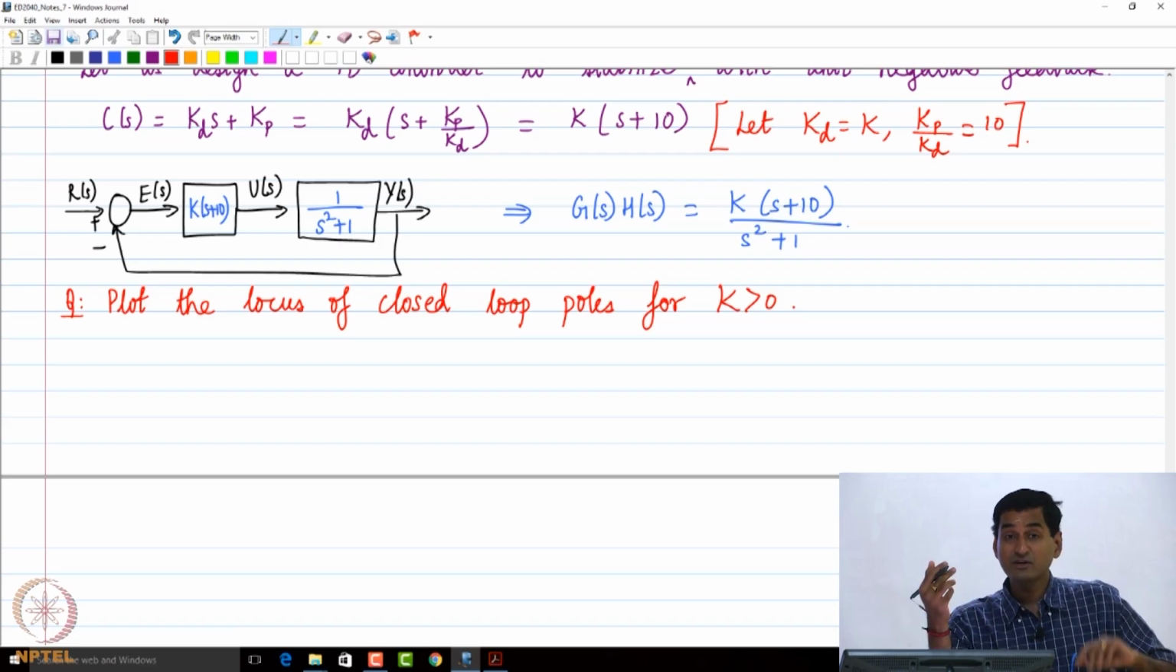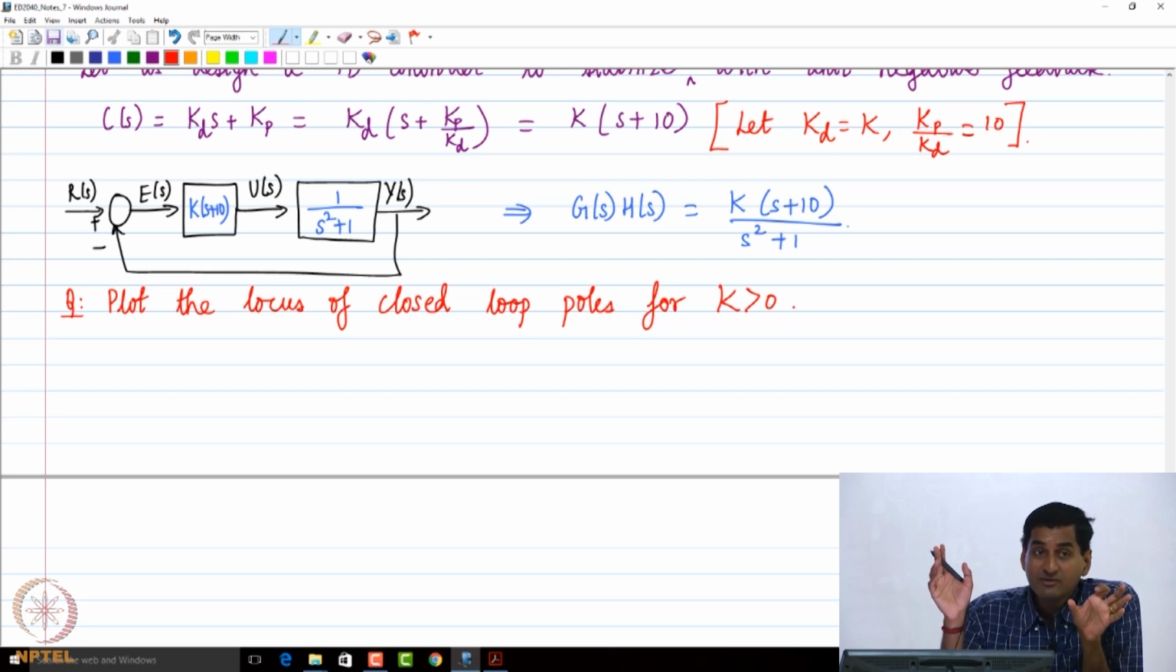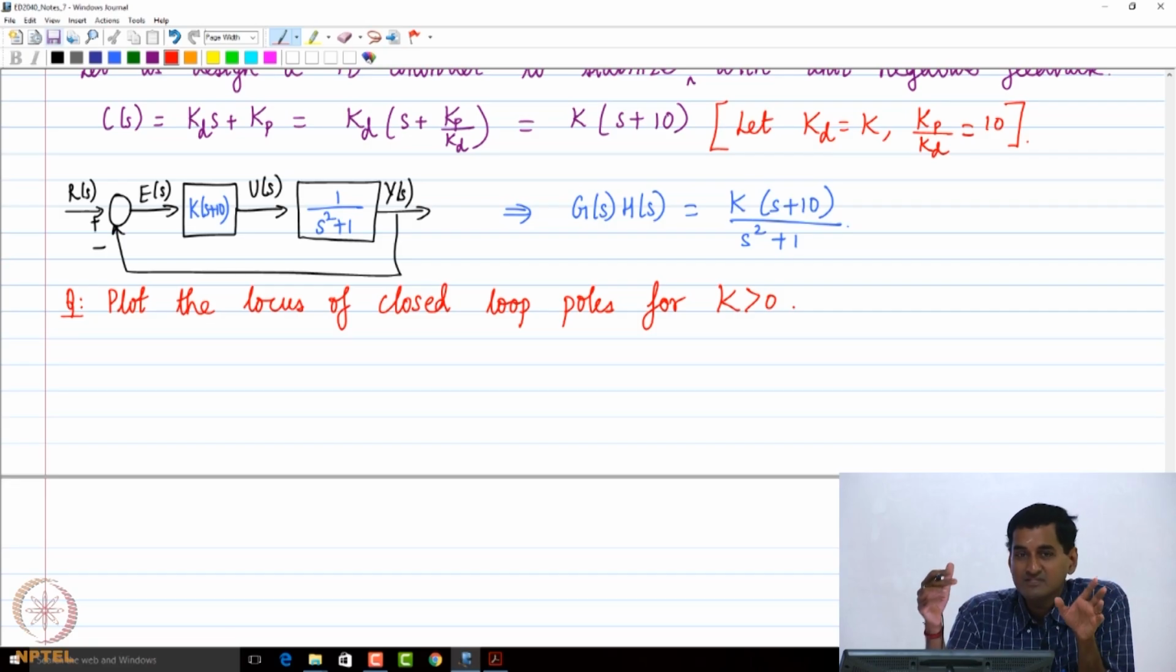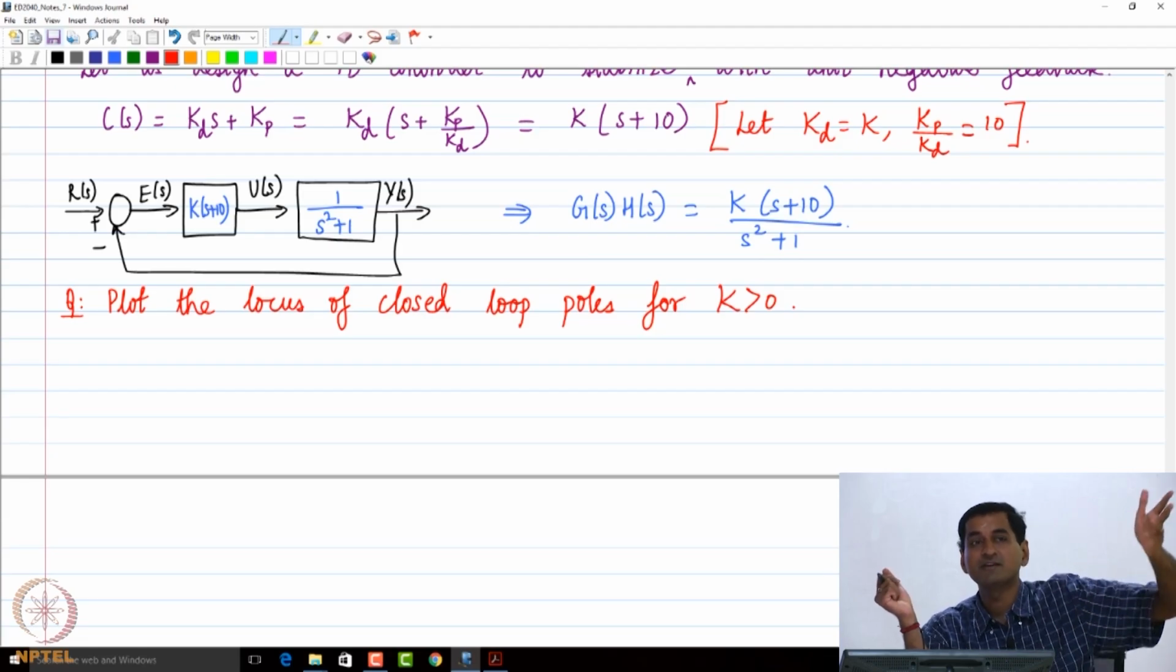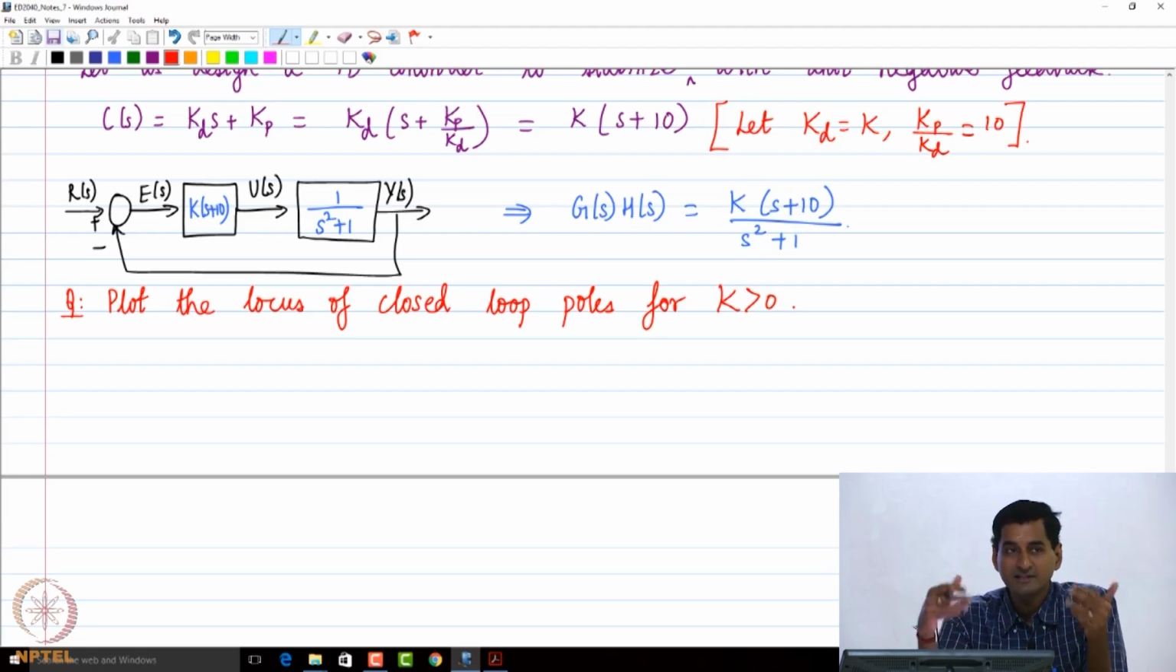Previously, using Routh's criteria, we only got ranges of the controller parameters that stabilize the closed loop system, but now I want to look at more things. I want to see how the branches traverse in the complex plane as a variable parameter changes, so that I can design my controller in a better manner.